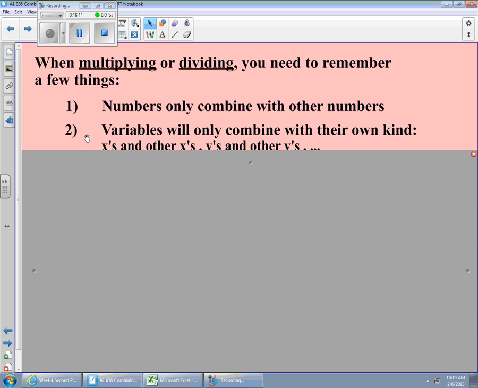The second thing will be that variables will only combine with their kind of variables. Meaning x's are only going to go after other x's. Even if the exponents are different, x's are going to go get other x's. Y's are going to go get other y's. C's are going to go get other c's. Gummy bears are going to go get other gummy bears. It doesn't matter. They are only going to seek out their own kind when it comes to multiplication and division.